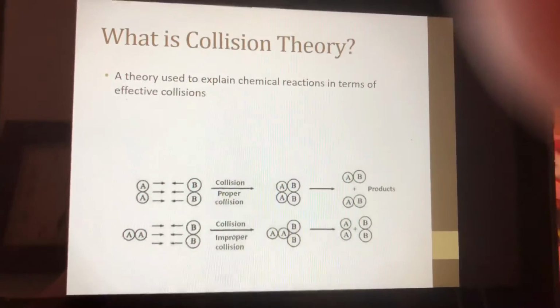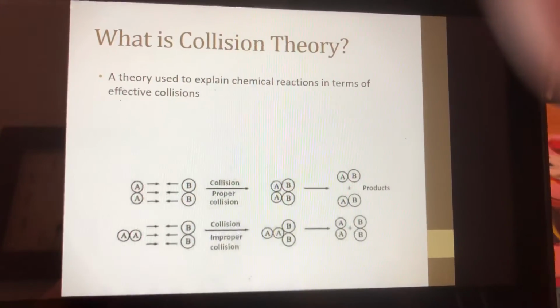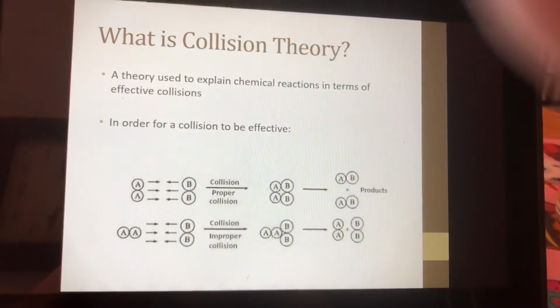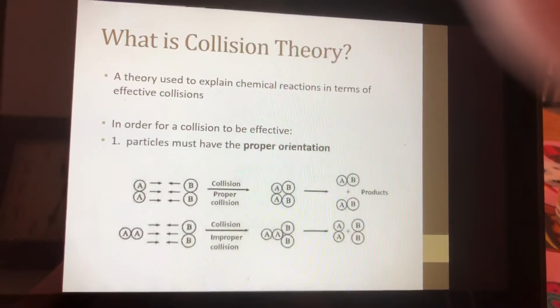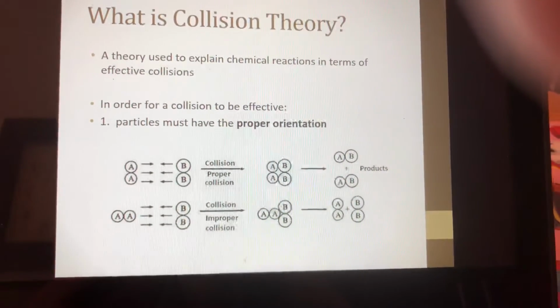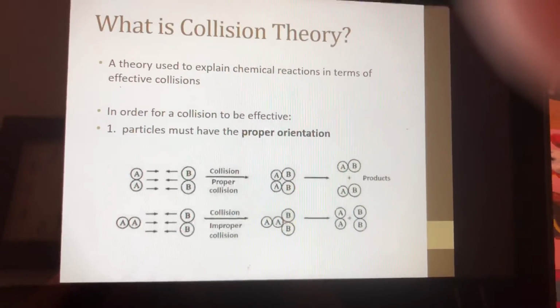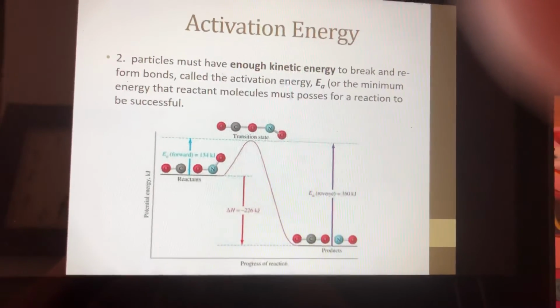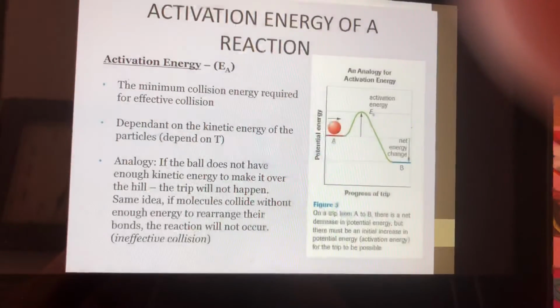So it is a theory used to explain chemical reactions in terms of effective collisions. So in order for a collision to be effective, particles must have the right orientation or the proper orientation and enough kinetic energy to break and reform the bonds.